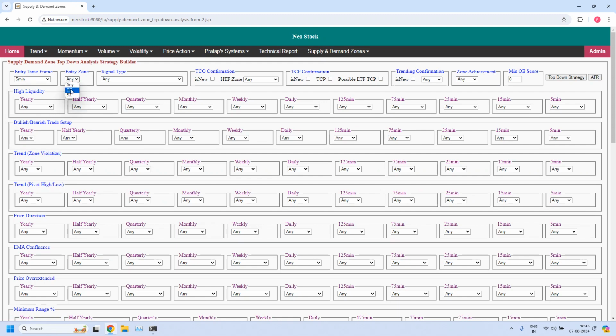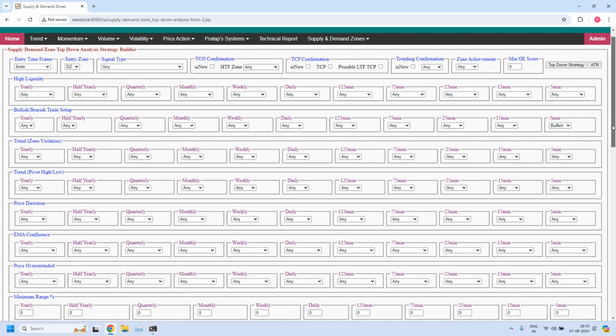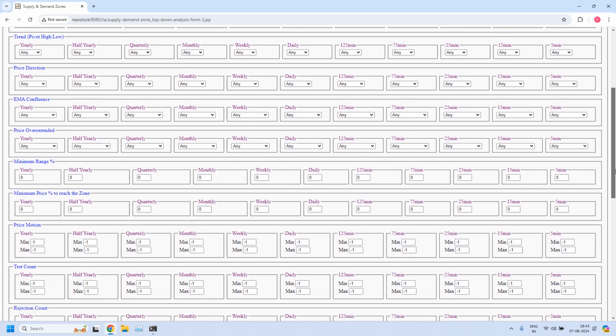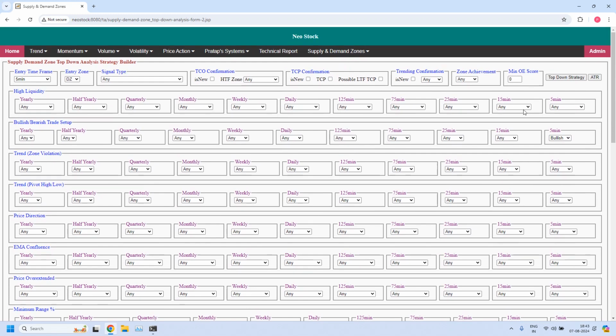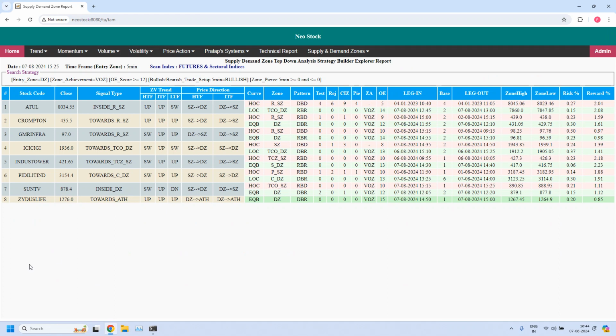For the bullish trade setup, the entry zone is the demand zone, and in the bullish or bearish trade setup parameter in the 5 minutes time frame I am selecting bullish, and the 5 minutes zone should not be pierced. So the pierced count in the 5 minutes time frame, minimum value I am setting 0, maximum value I am setting 0, and the zone achievement should be violated opposing zone. Minimum order enhancer score should be 12. Now 8 stocks are filtered, and these 8 stocks are supporting the bullish trade setup for the hourly income trade.